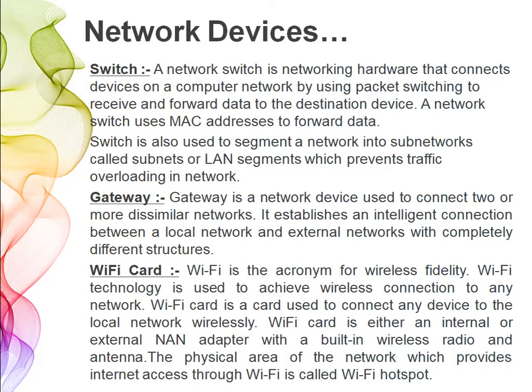Wi-Fi card is either an internal or external LAN adapter with a built-in wireless radio and antenna. Okay, so this Wi-Fi adapter will be having a wireless radio and antenna to receive and transmit the signals. The physical area of the network which provides internet access through Wi-Fi is called Wi-Fi hotspot. Most of you use this concept of Wi-Fi hotspot in your home, in railway stations, in airports also. Okay, so this was about Wi-Fi card.